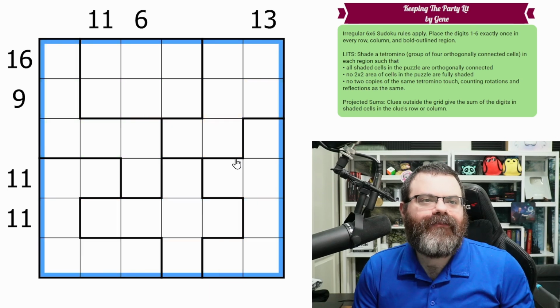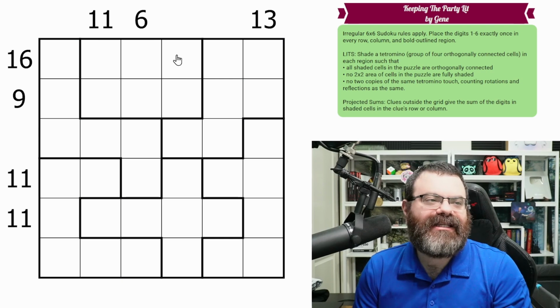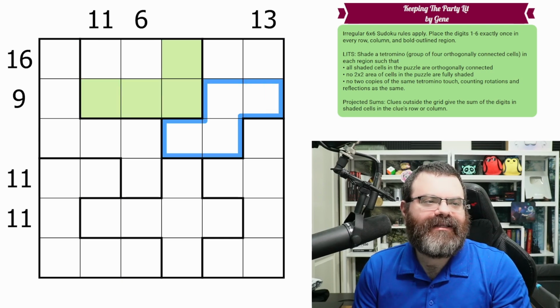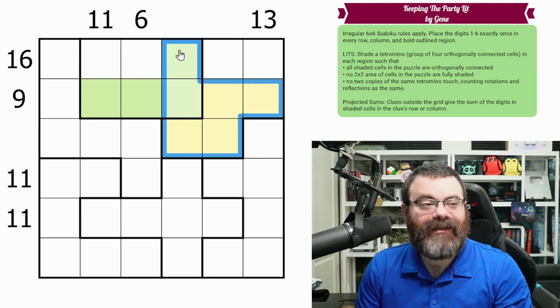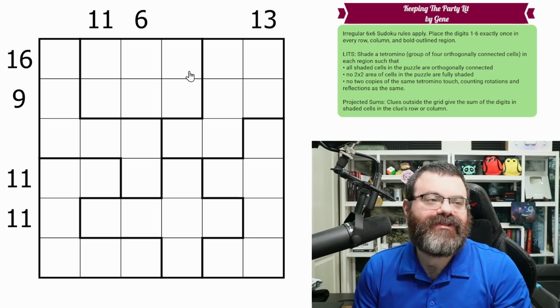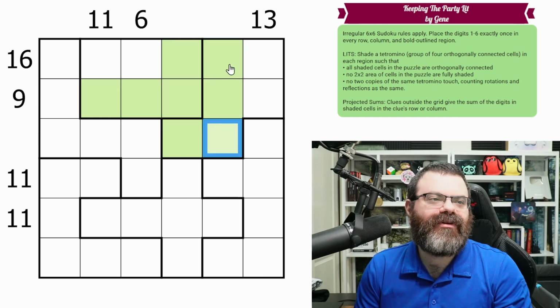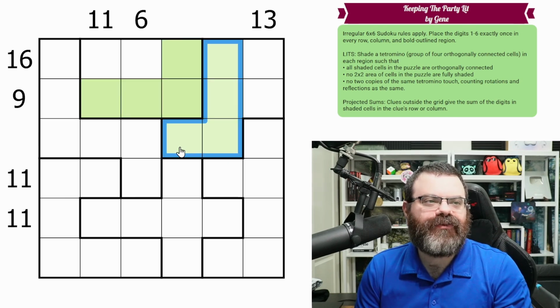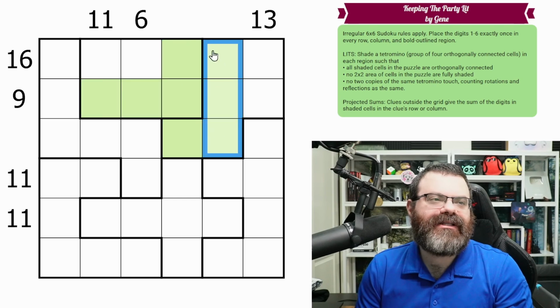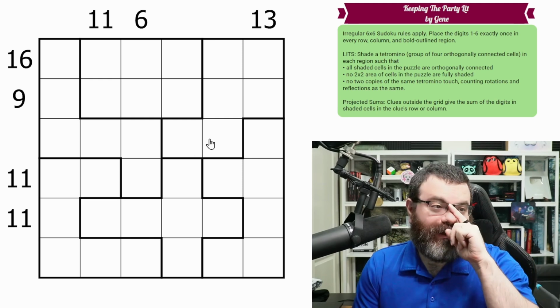All right, so we need all of them to connect. No 2x2 area of cells in this puzzle is shaded. So I can't even do something like this. I can't do an L here and an S here because this 2x2 ends up shaded. So that's disallowed. And in addition to that, no 2 copies of the same tetromino touch, counting rotations and reflections as the same. So if you use a consistent color for each tetromino, that's helpful because then you would notice that, here, like this, we break the 2x2 rule, but we also break the L's touching each other rule. So by making both of these green, it's clear that we have 2 greens touching across a border, and that's not allowed. All right, so hopefully that's clear with lits.